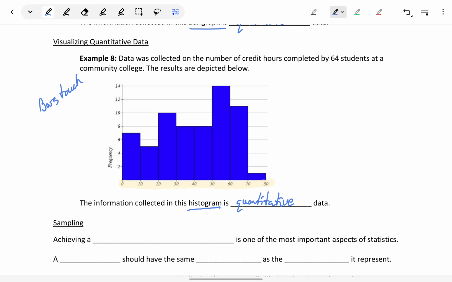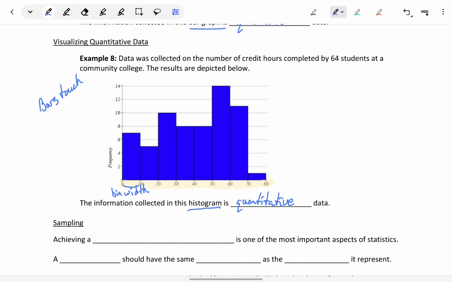That means that in this case, instead of each bar representing a category, each bar represents a range of values, and we refer to that range as the bin width. In this case, our histogram has a bin width of 10, so responses between 0 and 10 fall into this first bar, responses between 10 and 20 fall into the second bar, and that's how we represent this information.